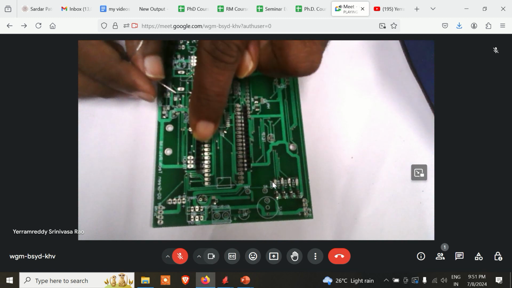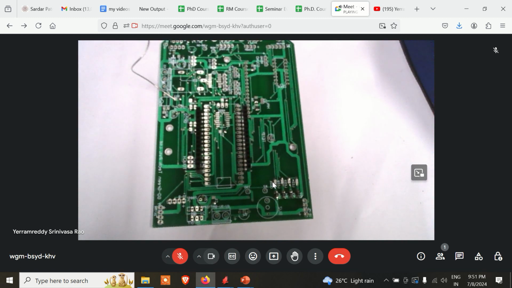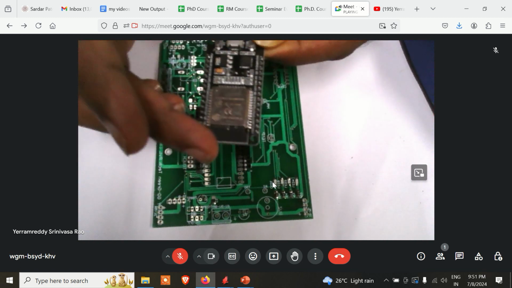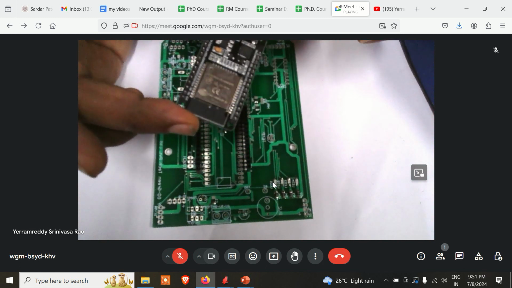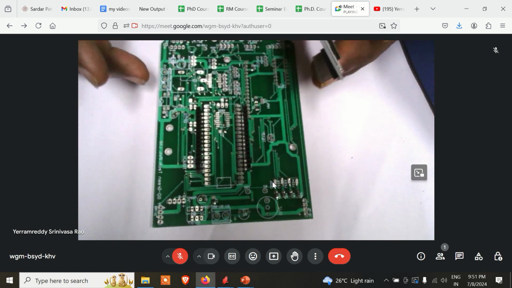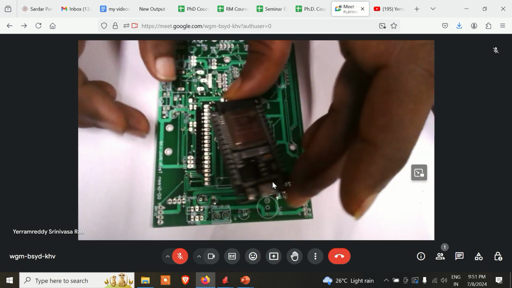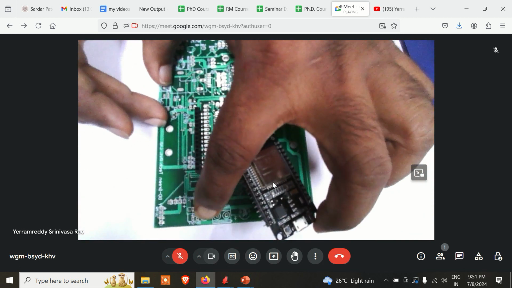Alright, so we have finished the Burg strip female on both sides, so that we can now mount the microcontroller, let's say ESP-32, which, as you can see, has 15 pins on one side, 15 pins on the other side. Then there is a USB connector. That USB connector should come towards the outside where the on-off switch is.